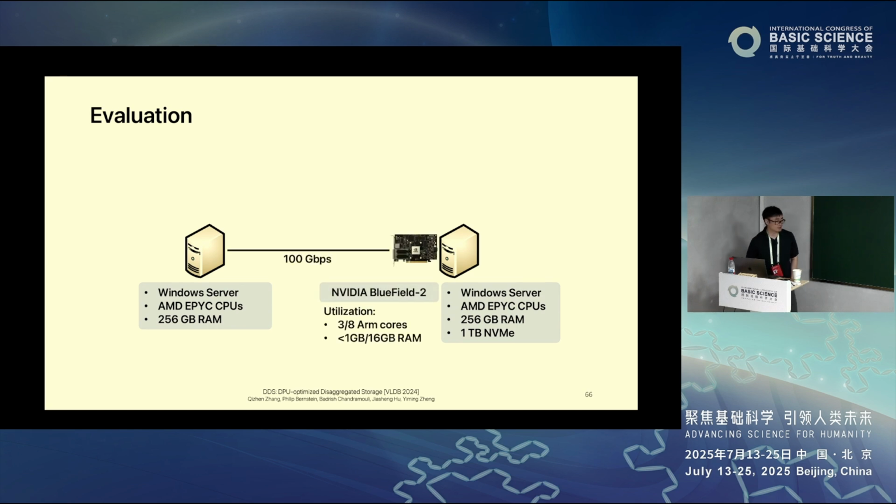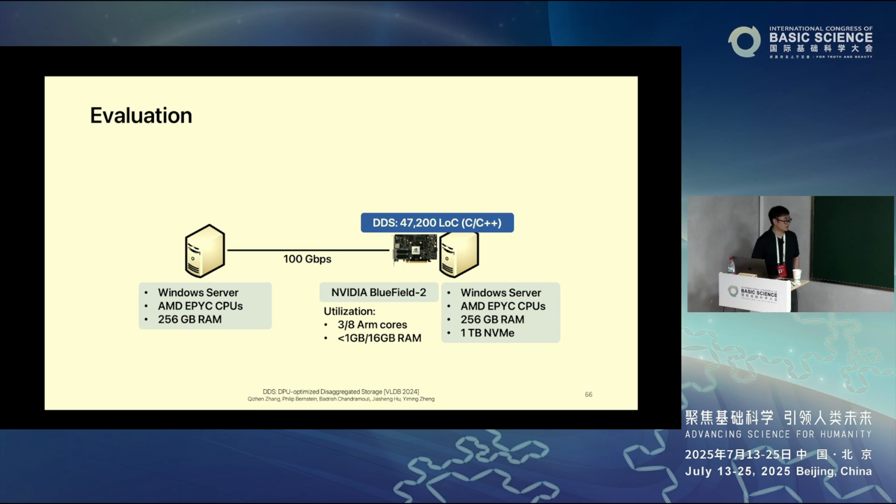So we set up a test bed for storage disaggregation. We have two servers, both running Windows Server. We use Windows Server rather than Linux because I was at Microsoft. The client is connected to the server with a 100 gigabit network link, and on the storage server we have a DPU, an NVIDIA BlueField 2 DPU, and DDS uses it.